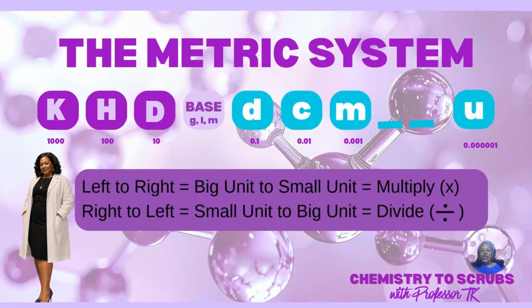All right. So as you guys can see right here with the metric system, what you all see right here is kilo, hecto, deca, the base, deci, centi, milli, two spaces here, and then it goes to micro. The thing that you guys got to remember is when you're going from left to right, the units are going from a big unit to a small unit, and you typically would multiply those numbers. But when you're going from right to left, so like basically from that teal to the purple, then you're going from a small unit to a big unit, and you would normally divide. So let me show you all how simple this process can be.